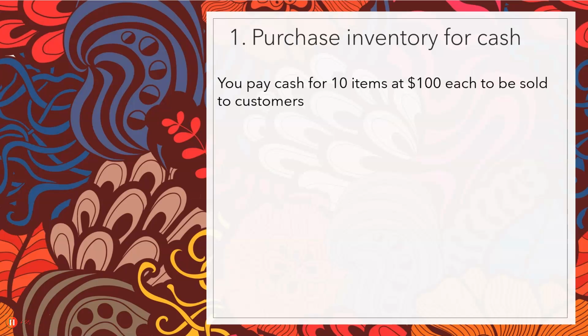Now we're going to walk through an example of each one of these types of transactions. First, we paid cash for 10 items at $100 each to be sold to customers. So what that means is we're going to debit inventory because inventory goes up, and we're going to reduce cash because the cash goes down.